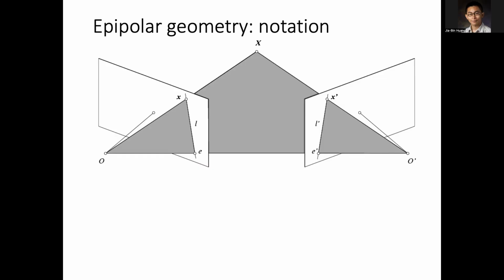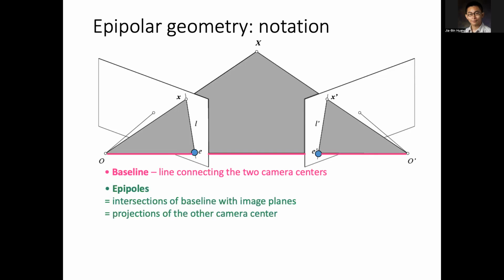Okay, so some terminologies before we move on. The line that connects the two camera centers is called a baseline. The intersection between this line and the image planes is called an epipole. The baseline must penetrate and intersect with the image plane, and that intersection is called the epipole.